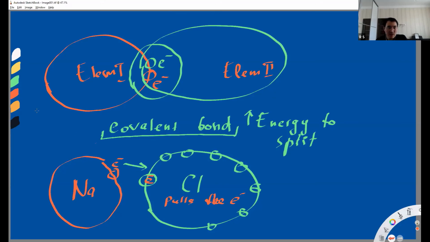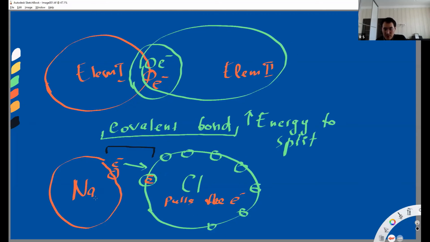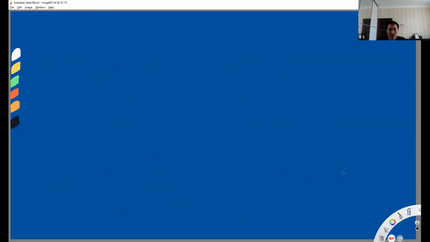And this bond, when something pulls something else, it's called ionic. We don't have to apply a lot of energy, so let's call it moderate energy to split. And this energy might come from the hydrogen bonds, and I will tell you furthermore. So now I'm going to clean the screen, and next we switch to the hydrogen bonds.